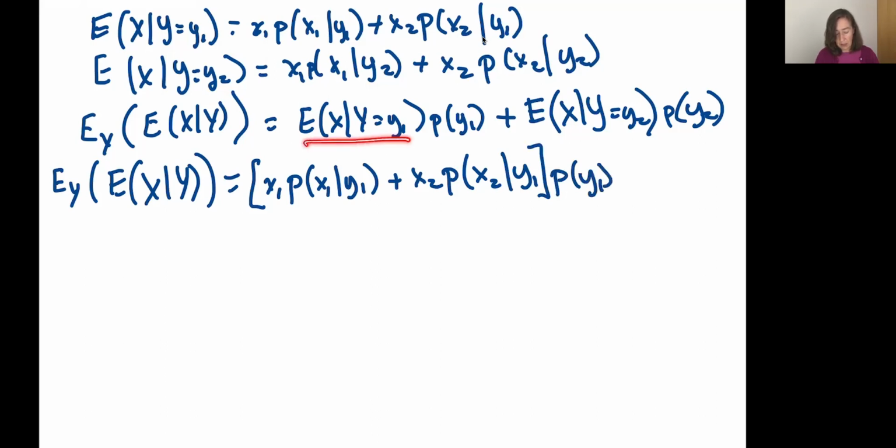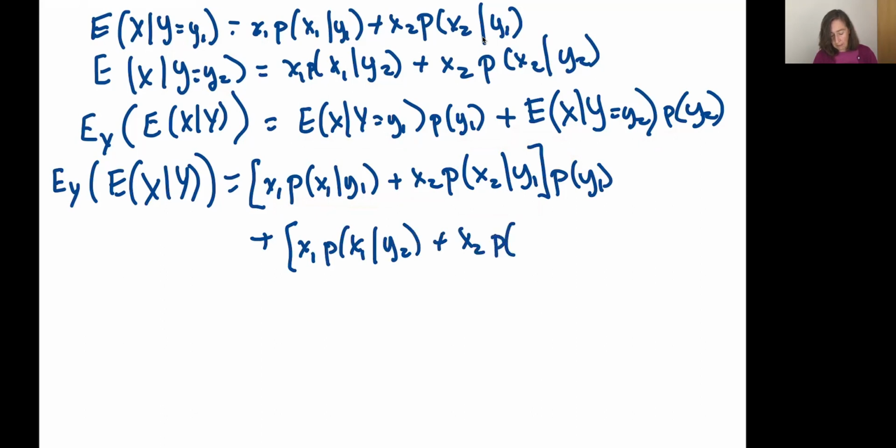Okay, so I've just taken this, I've expanded it, and there's my probability here. And now going to the second term, the expectation of x conditional on y equals y2. Let's do that same substitution. It's p(x1) times the probability of x1, now we're conditioning on y2, plus x2 times the probability of x2, still conditioning on y2. And when we get outside here, we're multiplying it again by the probability of y2.